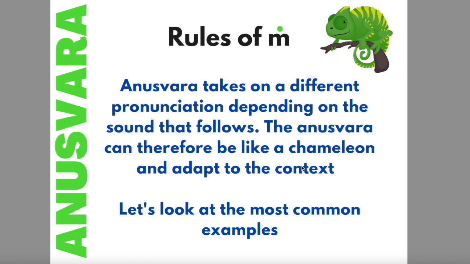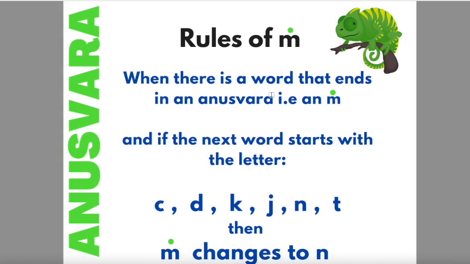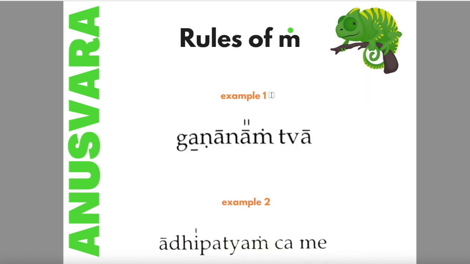Anuswar takes on a different pronunciation depending on the sound that follows. The anuswara can therefore be like a chameleon and adapt to the context. Let's look at the most common examples. When there is a word that ends in an anuswar, namely with an M that has a dot on top, if the next word starts with the letter C, D, K, J, N, or T, then the M changes to an N sound.